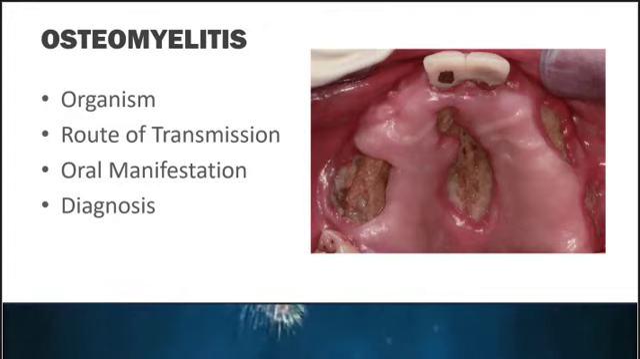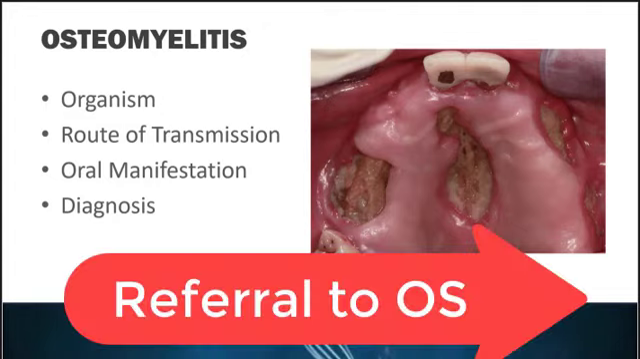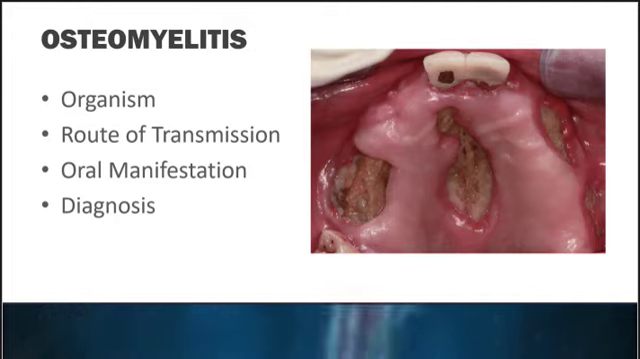Anytime a patient is suspected to have osteomyelitis, they're going to be referred to the oral surgeon. And the oral surgeon can debride that necrotic tissue, drain out any of the exudate that has accumulated, and prescribe an appropriate course of antibiotics. These patients are going to be followed along very closely. If an acute osteomyelitis is not treated thoroughly, it can become a chronic condition.